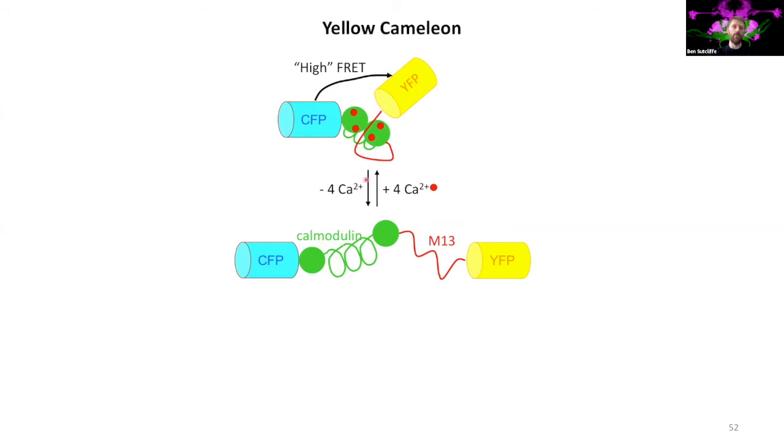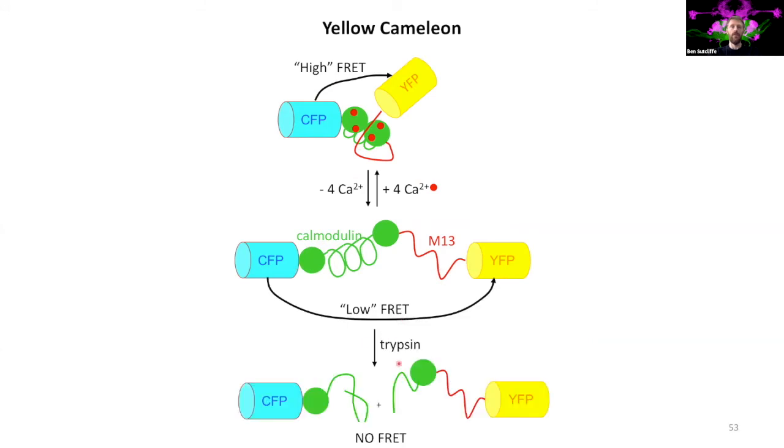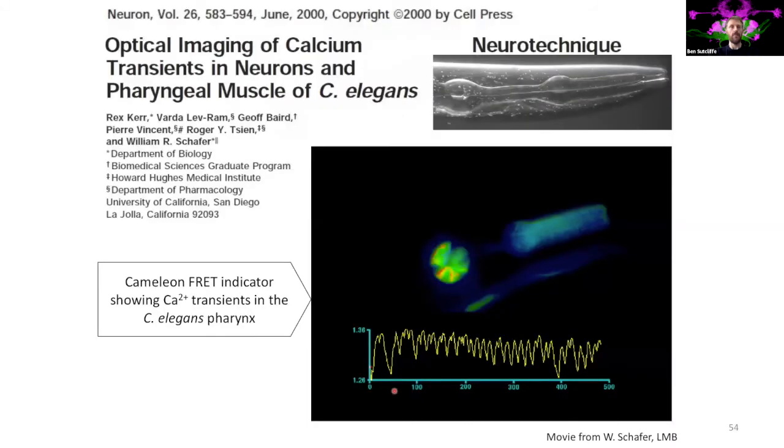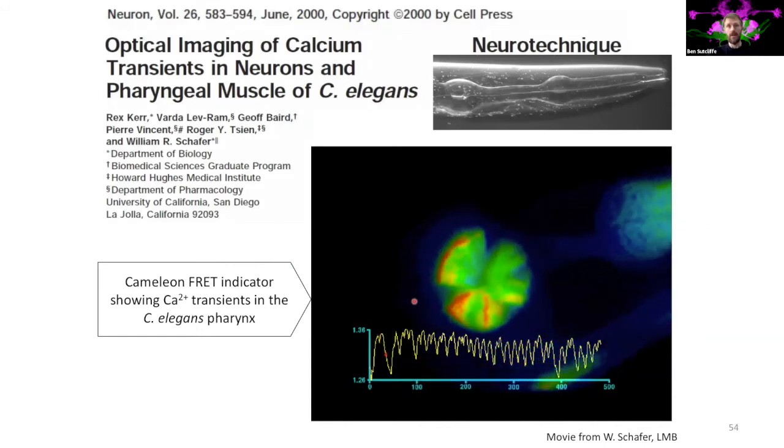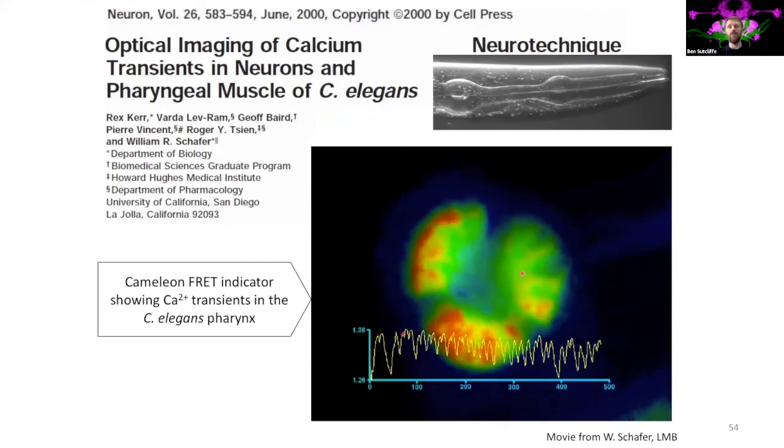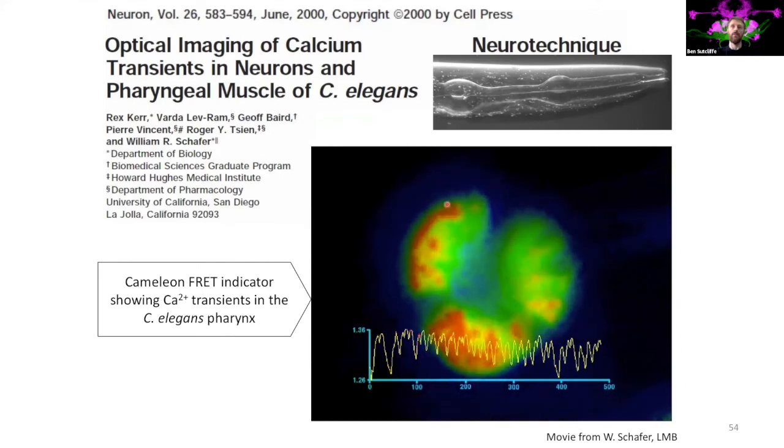And when you remove calcium, you go back to a low FRET state, and you can also use trypsin to break the calmodulin, and then these two separate, and you get no FRET, so you can use that as a control. So this was used by Bill Schafer when he was in Roger Tsien's lab to look at the calcium transients in the pharynx of a C. elegans as it's chewing. So again, it's just chomping away, and you can visualize that with this FRET sensor.